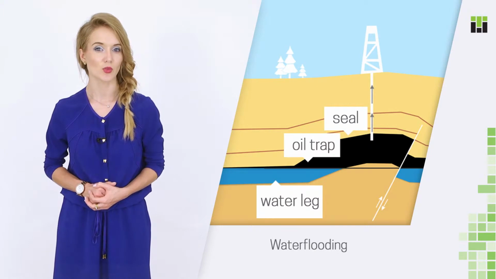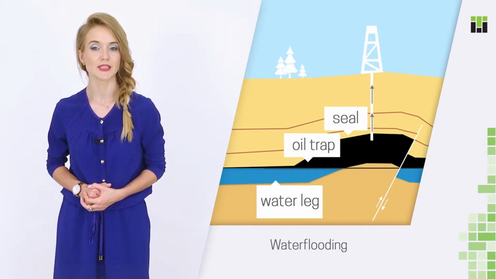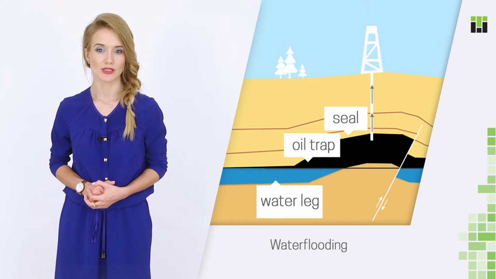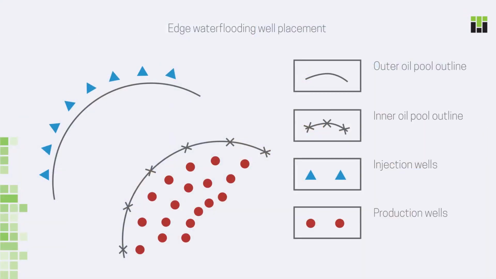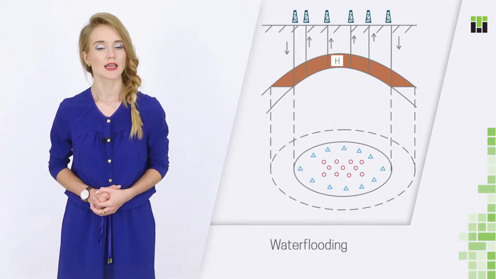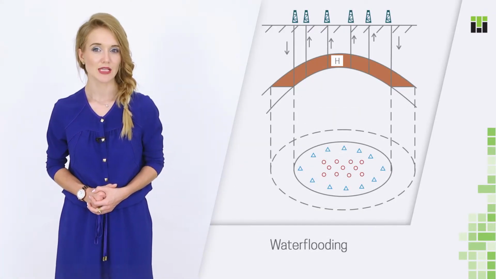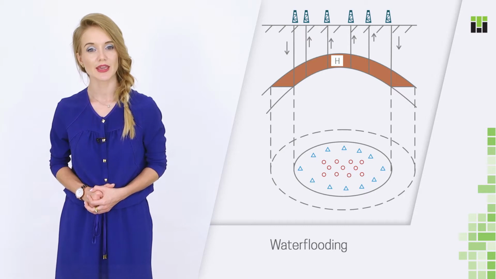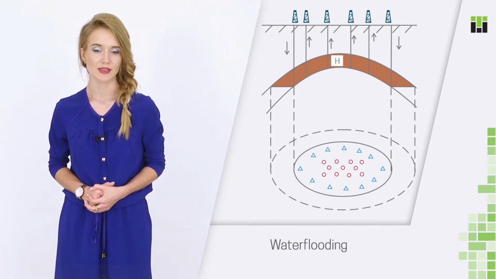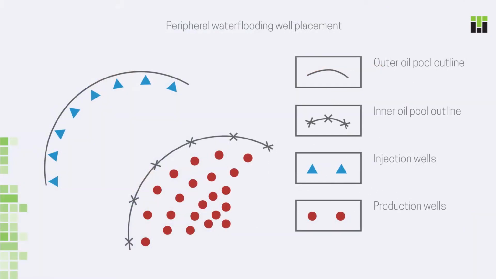It's good to have edge water that helps our reservoir in maintaining pressure and push oil towards the production wells. But it will work better if we help by injecting more water into the aquifer. We drill injection wells around the outer oil pool outline in the water zone, and that is called edge water flooding. Peripheral water flooding is a bit different, as we drill wells between the outer and the inner oil pool outlines, that is, in the oil water zone. This method is used for reservoirs with low permeability around the oil pool.